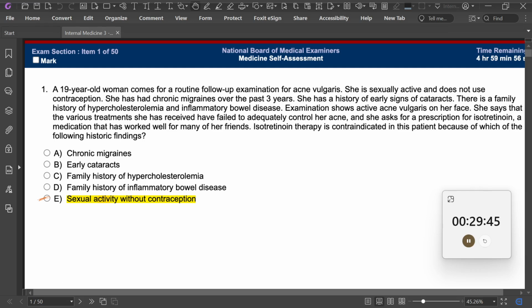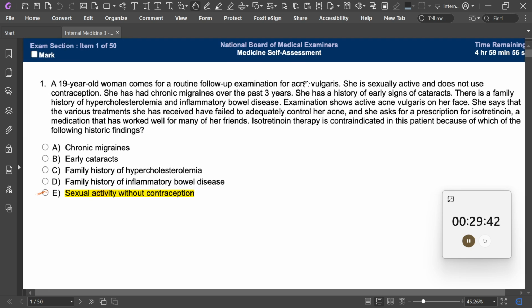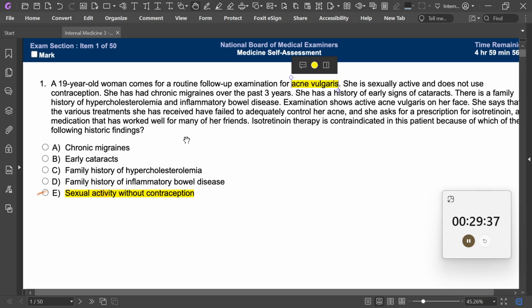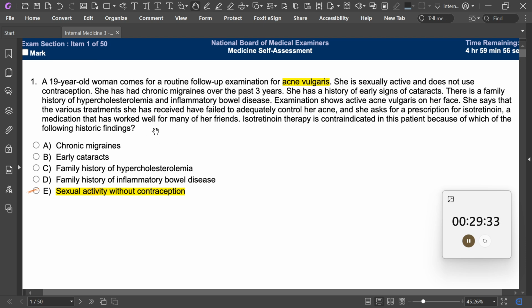So this patient has acne vulgaris. Look at the acne vulgaris. We know that in acne vulgaris, if somebody wants isotretinoin, which is a vitamin A derivative, like this patient, talking about the isotretinoin.